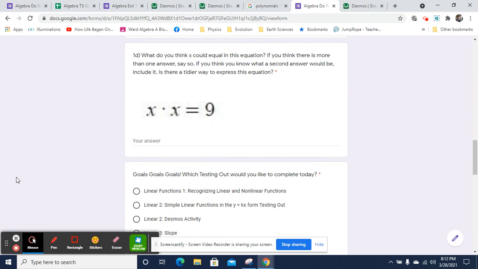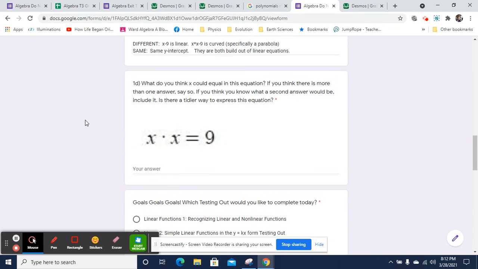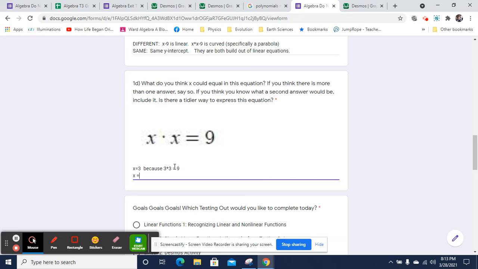Now, we just encountered this. What do you think x would equal in this equation? And if you think there is more than one answer, say so. So x times x equals 9. Well, what times itself equals 9? Well, x could be 3 because 3 times 3 equals 9. And x could also equal -3 because -3 times -3 also equals 9. A negative times a negative is a positive.